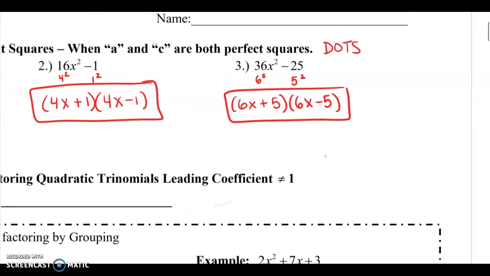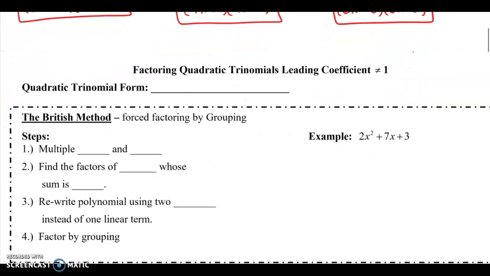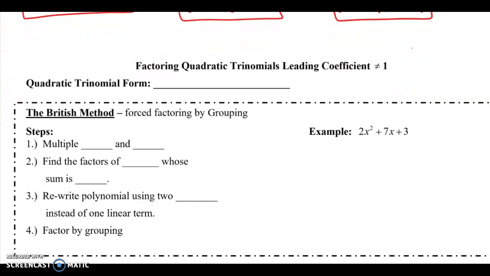All right, so here is the bulk of what we're talking about today. So factoring a quadratic trinomial where the leading coefficient is not equal to 1. Just as a reminder, it's ax squared plus bx plus c is our quadratic trinomial form. So what we're actually going to use is something called the British method. So the British method of factoring is basically forced factoring by grouping. Remember, factoring by grouping is when you have 4 terms, you group the first 2, group the last 2, pull out the GCFs, and go through the different steps.